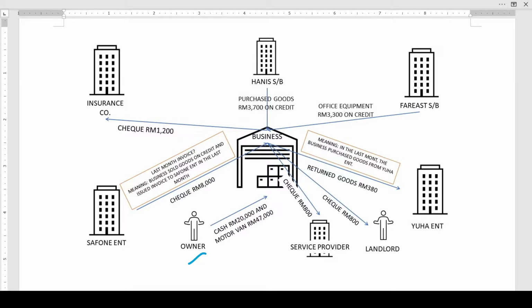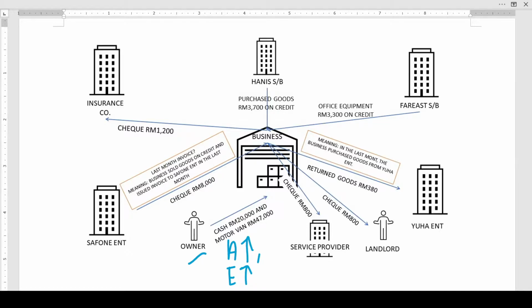At the same time, they also need to record the contribution from the owner. So what about the contribution from the owner to the business? Increase in capital. Increase in capital means increase in owner equity. So I put it here as equity. Asset increase, equity increase.